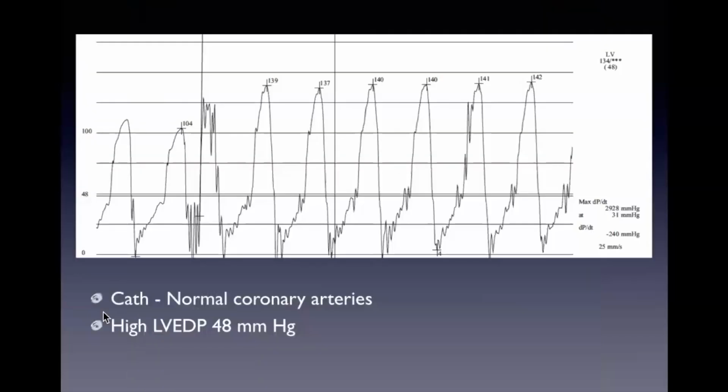The patient went for cath and had normal coronary arteries, so you wondered about that abnormal stress echo response. So this is the stress echo showing LV dysfunction brought out by stress, from severe AI. You see the LVEDP was 48 millimeters of mercury. So that's high, right? Yeah, very. That's right. Okay, so now you can understand why that pressure half time was short.